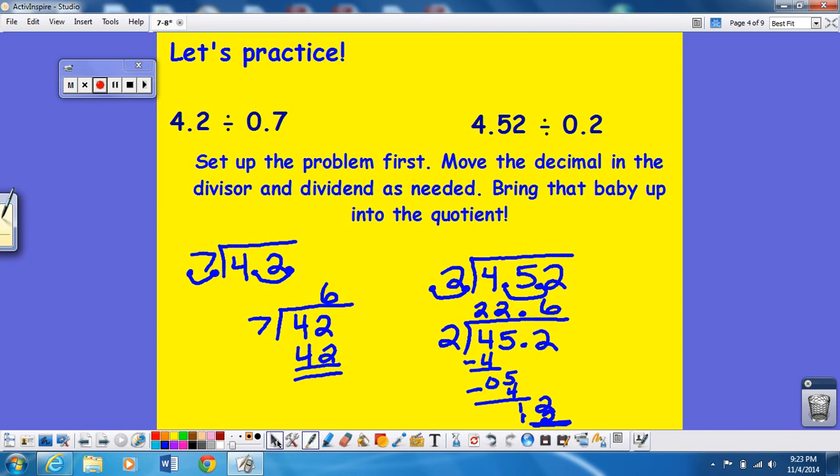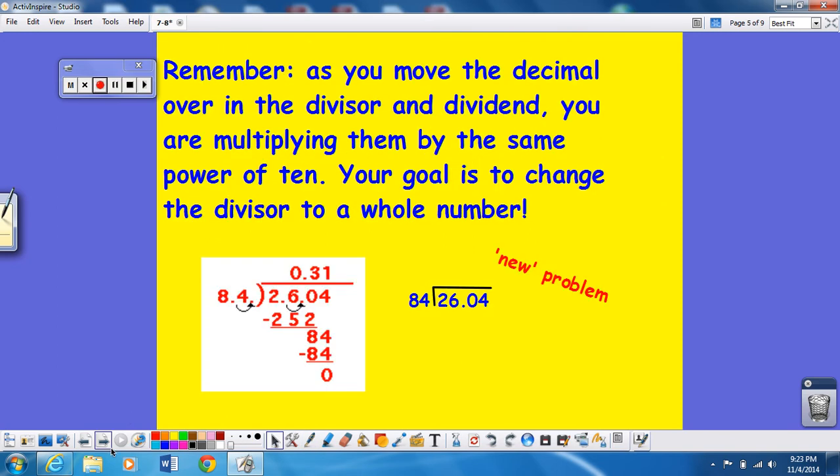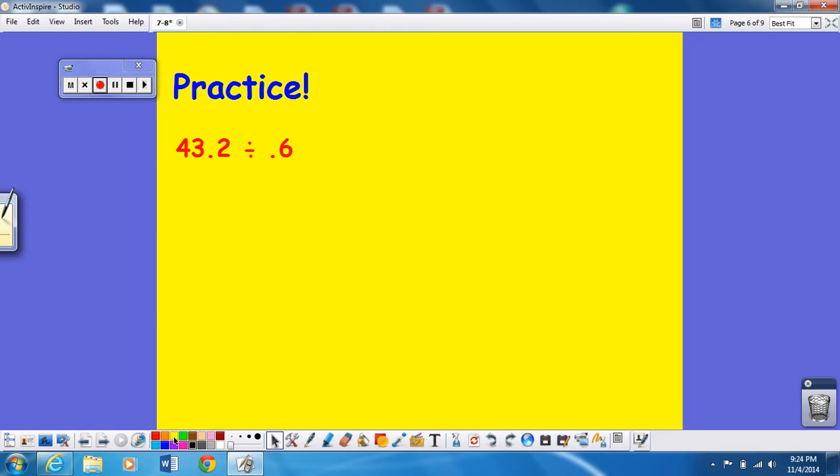Okay? Let's try a couple other practice problems. One thing before we do a couple more problems, remember, as you're moving that decimal over in the divisor and in the dividend, all you're doing is multiplying them by the same power of 10. Your whole goal in this is to change the divisor to a whole number. And then you have your new problem here. Okay? All right, let's practice with this one.